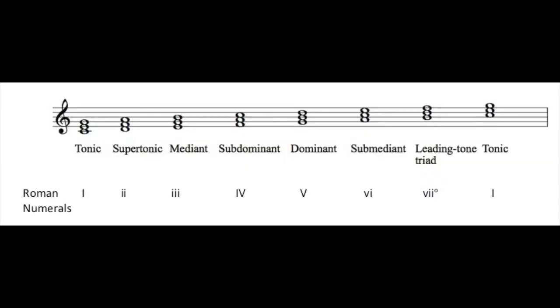Keep in mind that when you use a diminished labeling, you'll also add a little circle. There you can see in the picture on screen to show that the leading tone triad that you find on the 7th degree of a major scale is in fact a diminished triad. Okay, so that's our Roman numeral labeling.